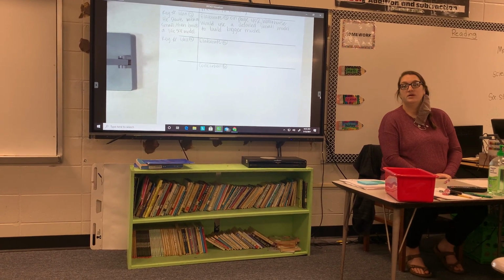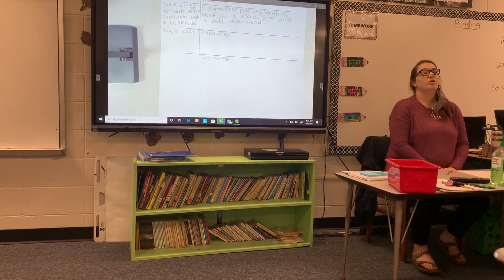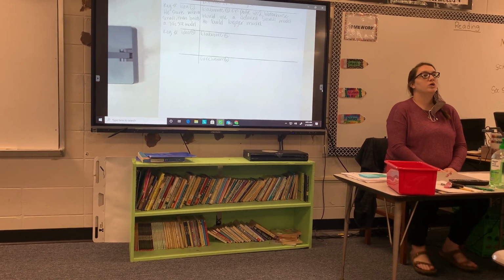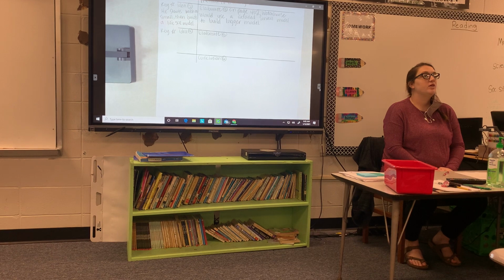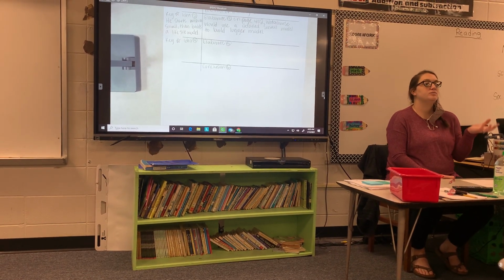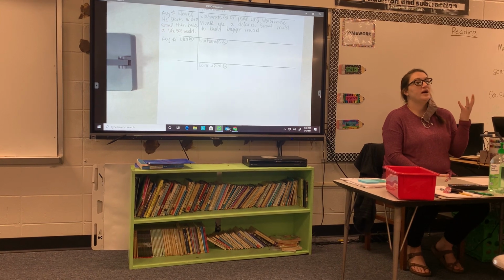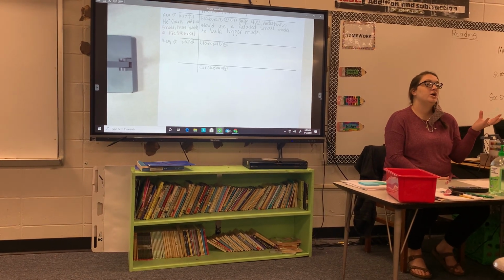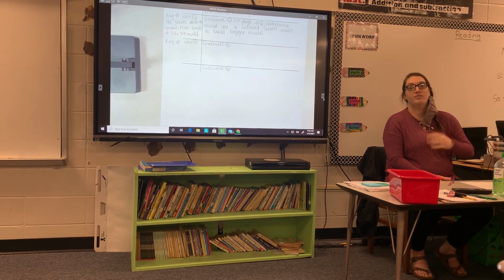Now think about it. If you were building something and you were about to spend a lot of time and a lot of money on it, don't you think you would want to start by building something smaller first? Yes. That way you could perfect it and know what you would have to work on for the big one.